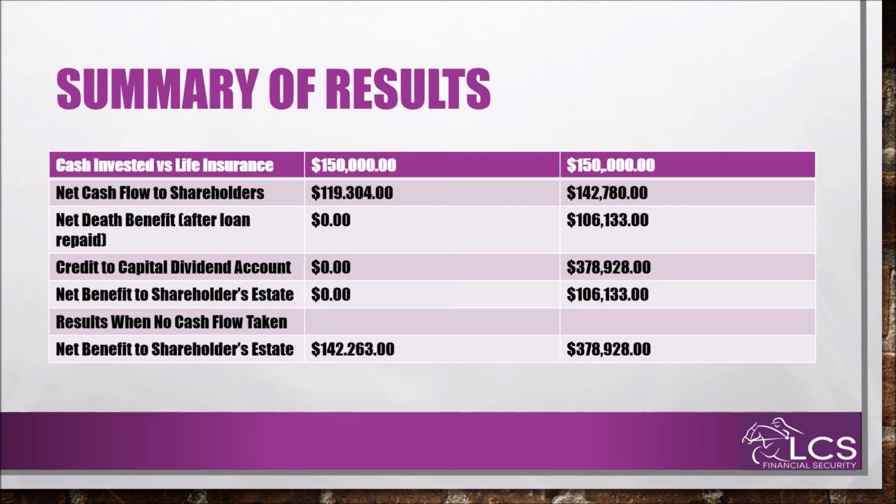But the credit to the capital dividend account is also zero in cash, or $378,000 in the case of life insurance. Net benefit to the shareholder estate, $106,000 in the case of life insurance, zero in the case of investments. Net benefit to the shareholder's estate of $142,000 again in the case of cash, or $378,000 in the case of life insurance.